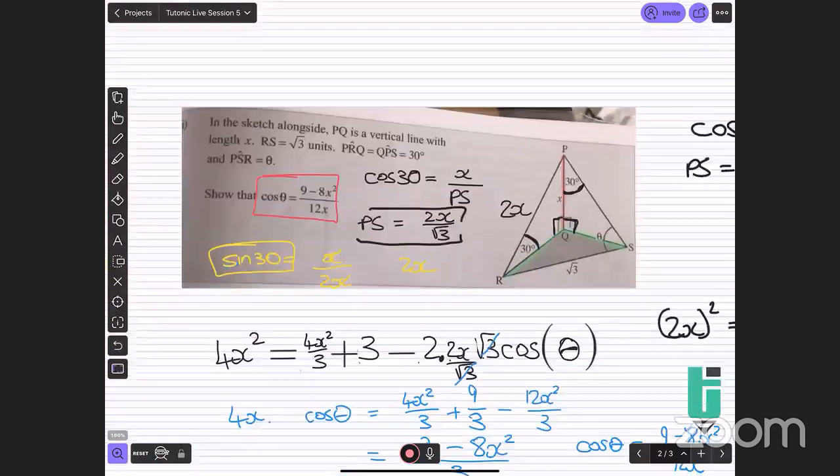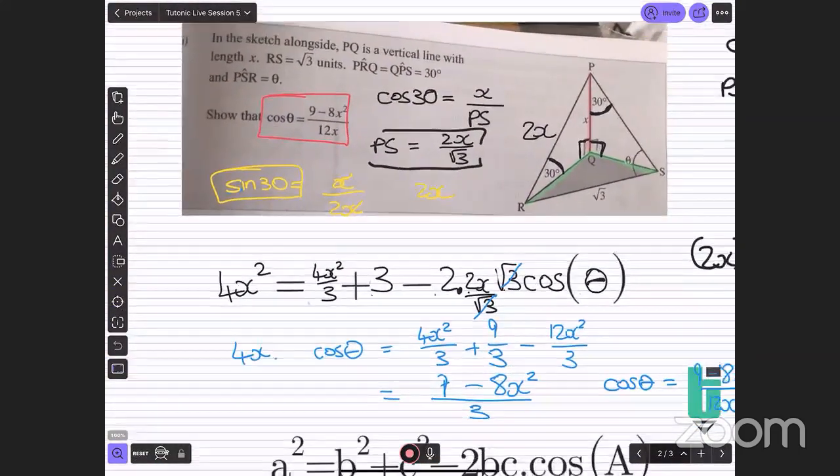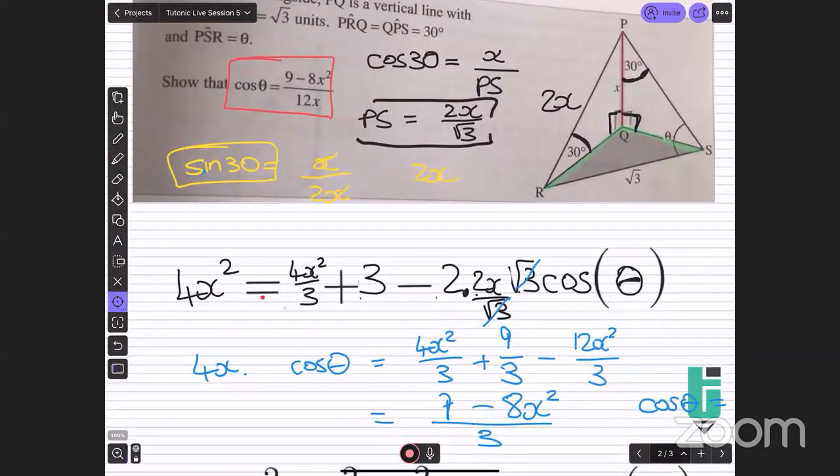So now using cosine rule, you fill in everything that you have, but then you realize that you don't have PR and PS. But wait, PS is just part of a 90-degree triangle and PR is just part of a 90-degree triangle. Do you guys see that? And because of that, and I have an angle, I can then find PS and find PR.